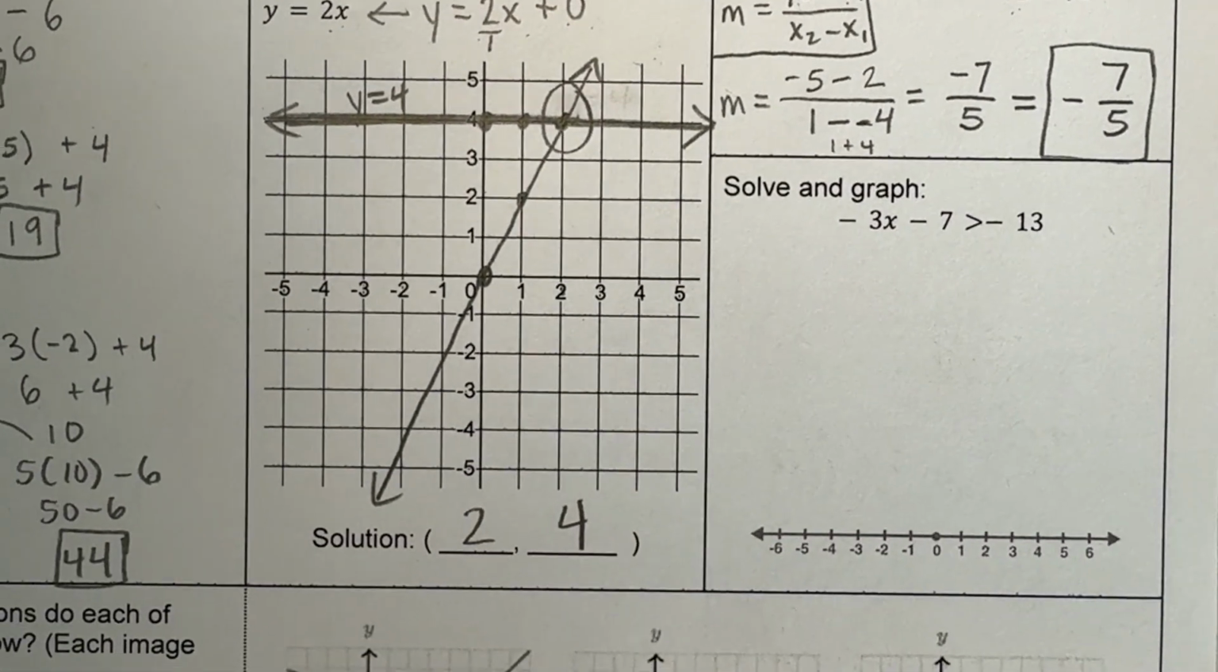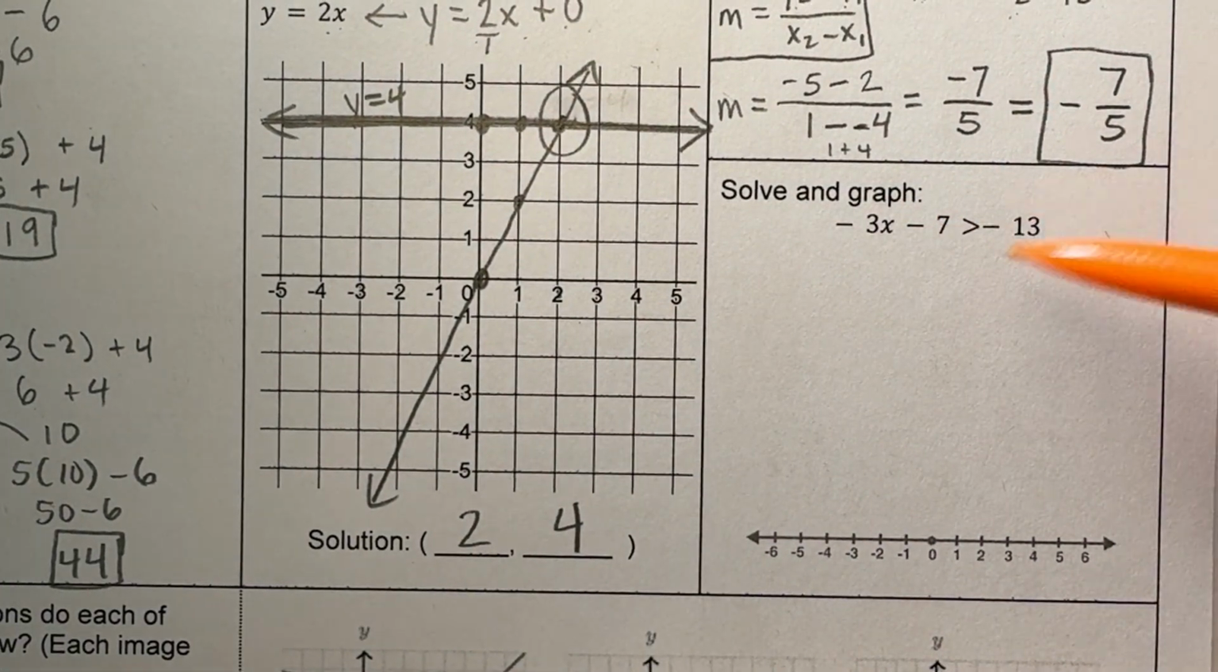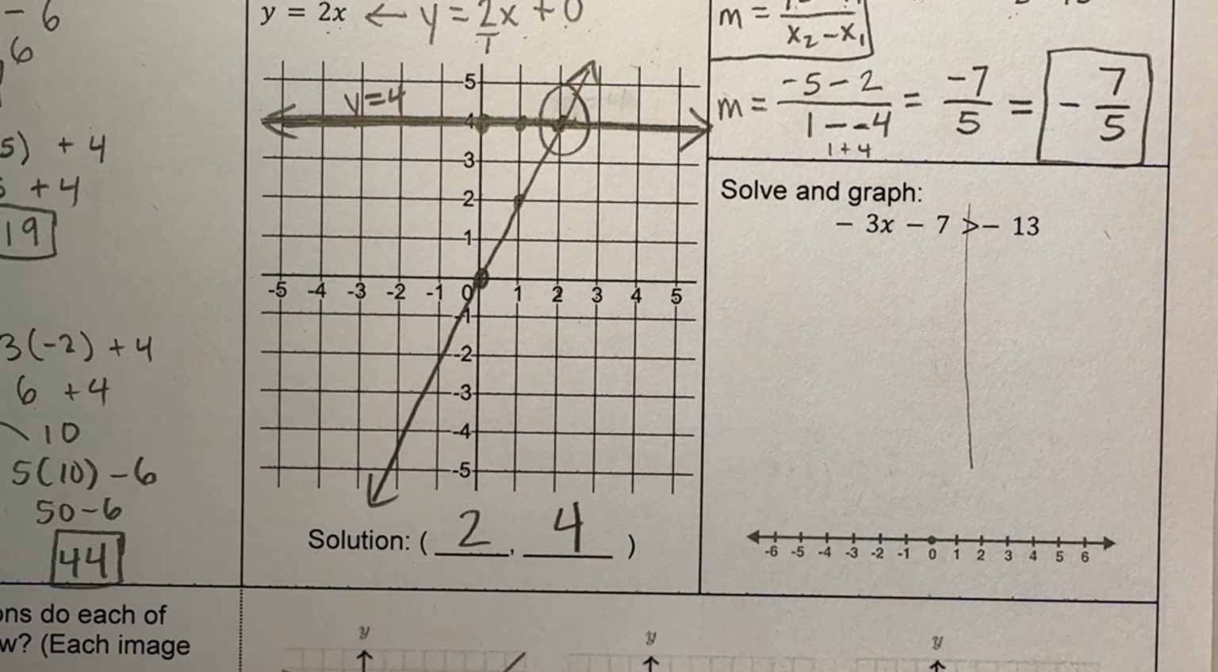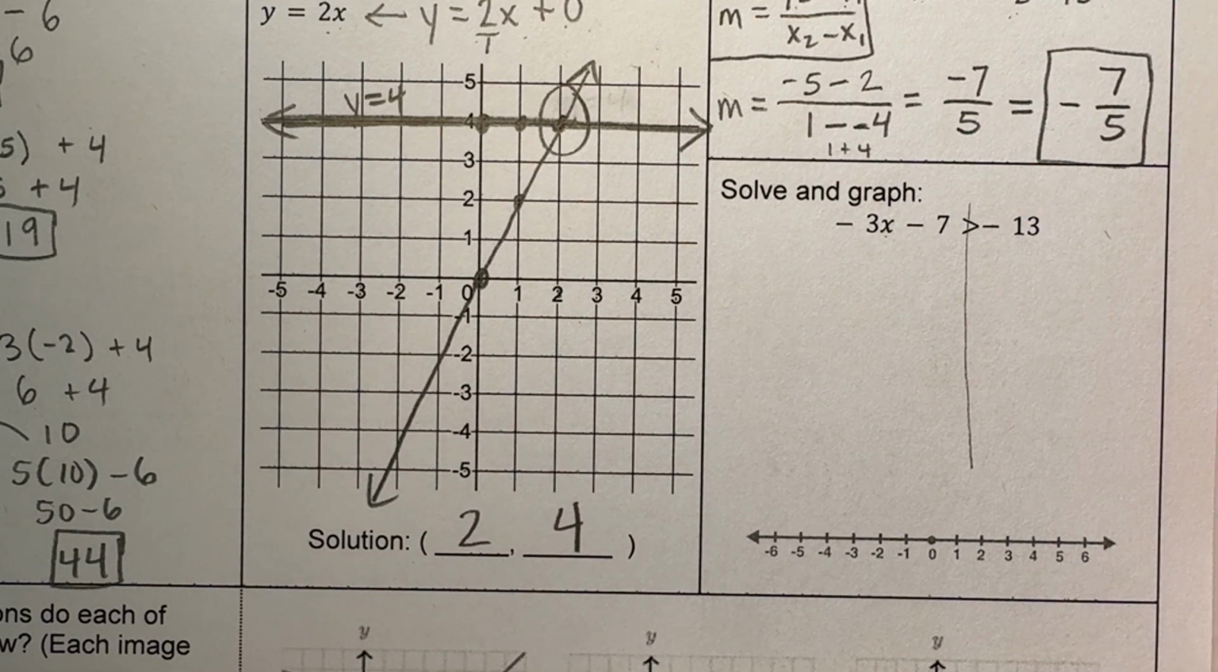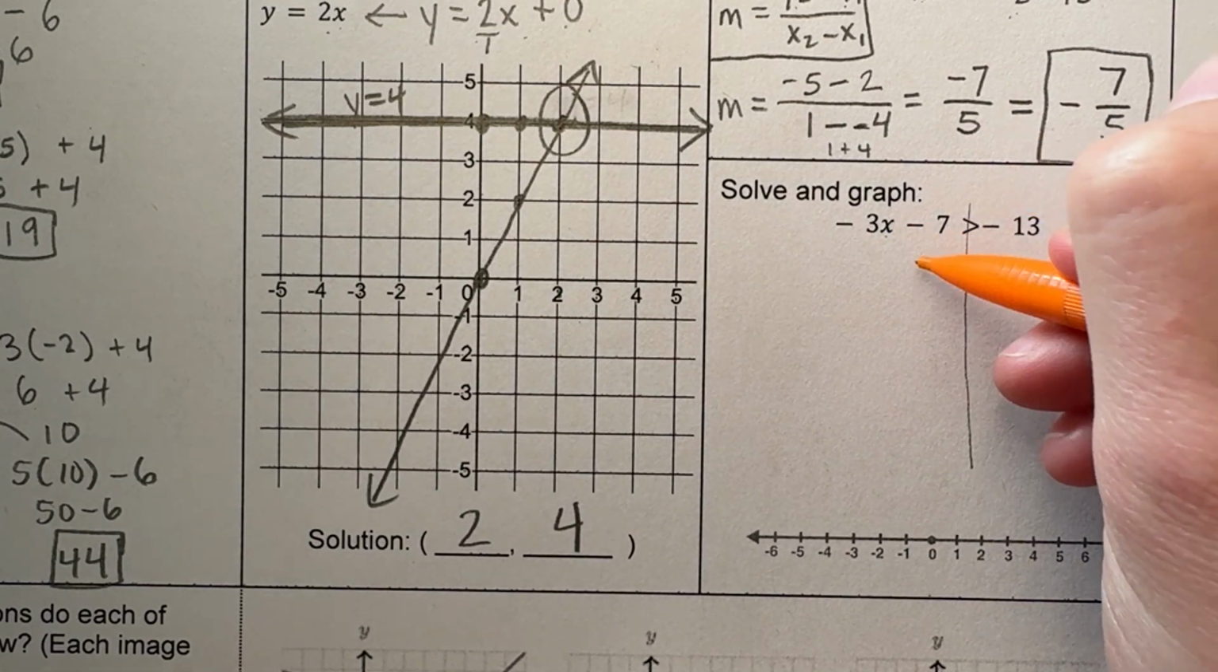All right, just a couple more. Let's solve and graph this inequality. I'm going to treat this inequality like an equal sign. The only thing I'm going to have to remember is I want the x on the left, which it already is, so problem solved there. And if I divide by a negative, which I will, I'm going to have to flip this sign.